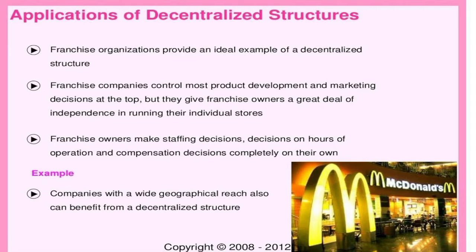Franchise organizations provide an ideal example of a decentralized structure. You will find Tea Time, Namaste Tea or something like that. That is their brand name. Whatever they say, the person who took the franchise has to obey the rules and regulations. He can't take any decisions other than those, but everything is run by the person who took the franchise. That is a decentralized structure. Franchise companies control most product development and marketing decisions at the top, but they give franchise owners a great deal of independence in running their individual stores.